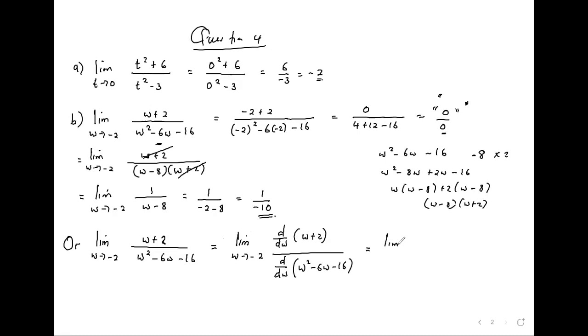So you get the limit as W goes to -2. You differentiate W, you get 1. Then differentiate W squared, you get 2W, and then minus 6, that will be 0. Then now you substitute. You have 1 over 2 by -2 minus 6. That is 1 over minus 4 minus 6, which is 1 over minus 10. Done.